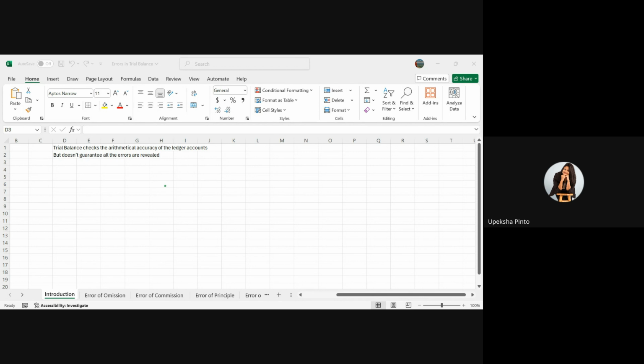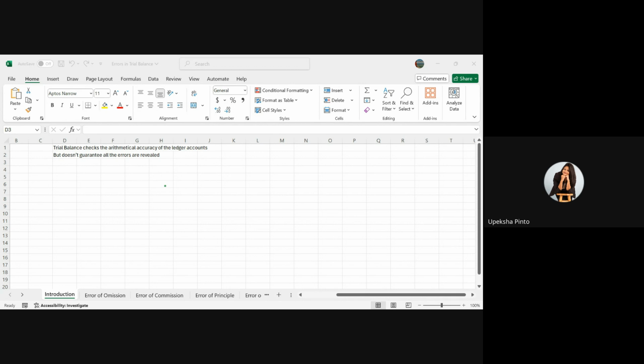Before I go into the errors in trial balance, let me explain what a trial balance is. I have taught you all about accounting and bookkeeping, and under bookkeeping, the last and final thing a bookkeeper does is prepare a trial balance. What do we mean by a trial balance? After you prepare your books of prime entry and ledger accounts, you add up all the ledger balances, right?